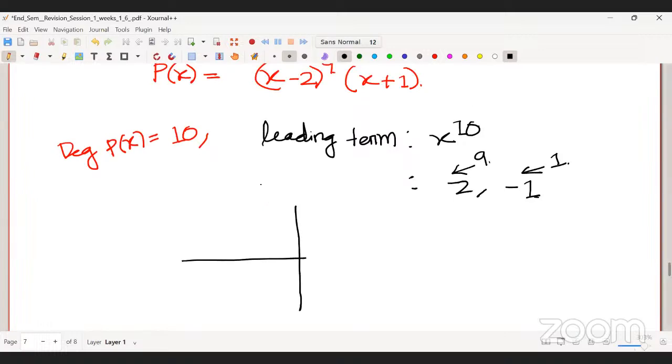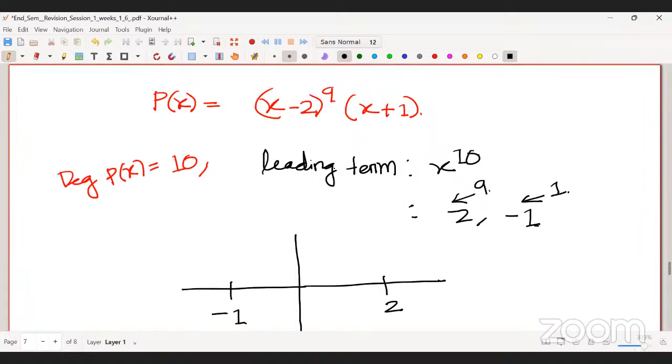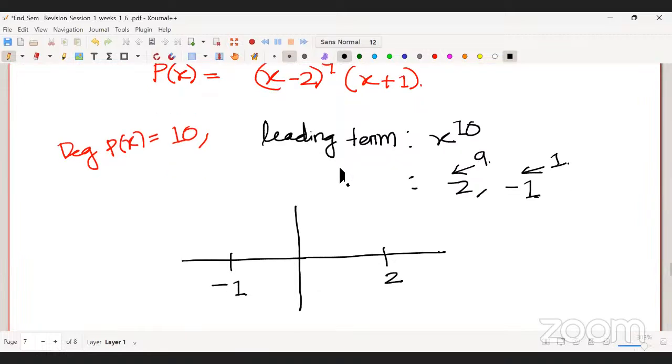If you draw the graph, we can expect only one turning point. There is only one turning point for this graph. Let me draw. So this will be something like this.